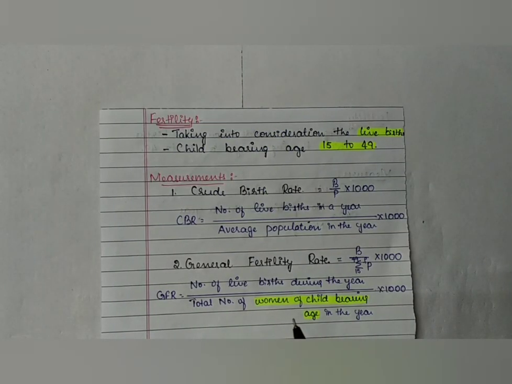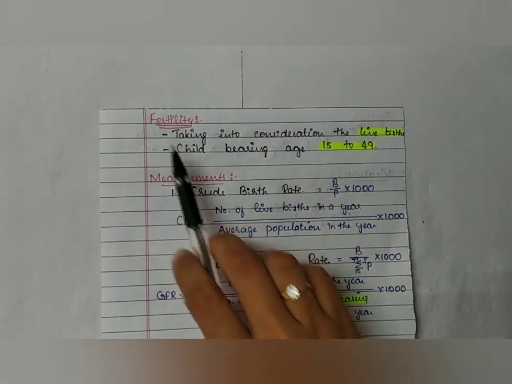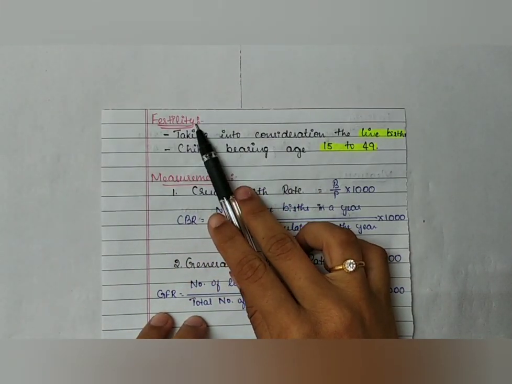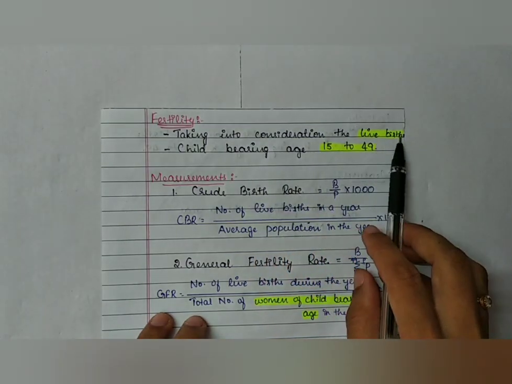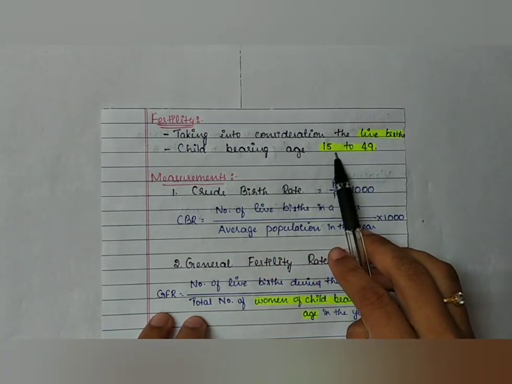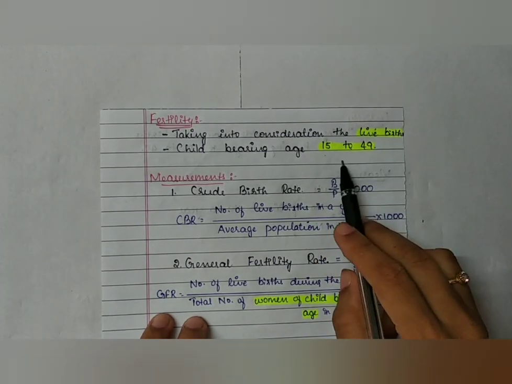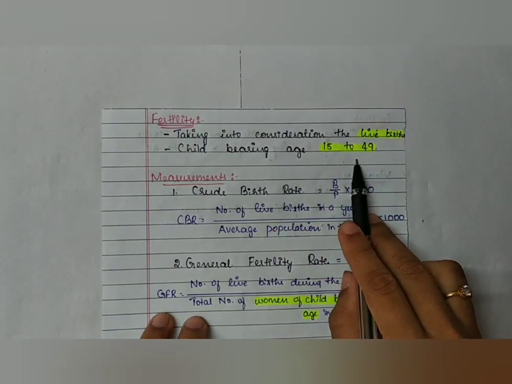So now we are in the important part of this vital statistics chapter. That is, first part is fertility rate. Using the fertility rate, how we will go for vital statistics. So first thing we will be taking into consideration in this fertility rate is live births, and childbearing age is 15 to 49. Okay, so these two are very important. This may come for 1 mark also.